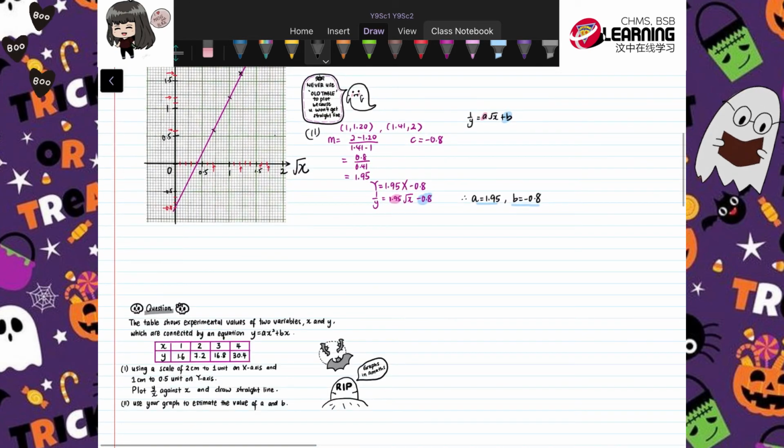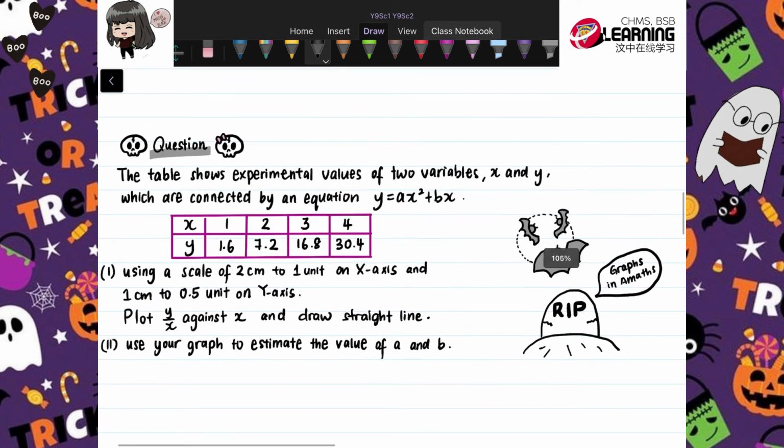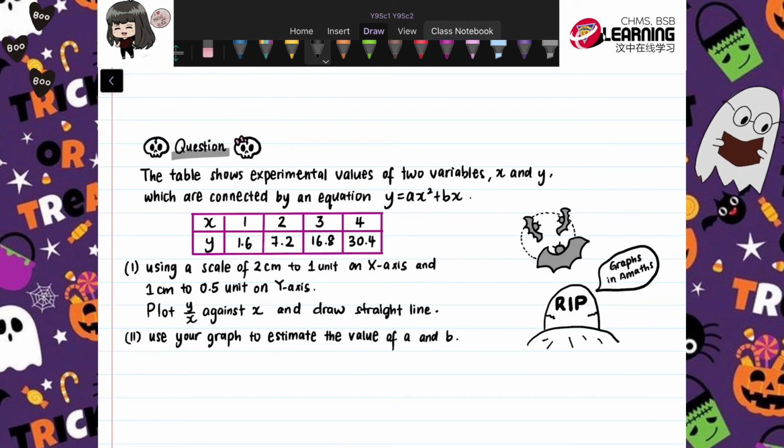So now it's your turn to do question, your second graph for today. Okay, this will be your homework. Okay, I'm gonna guide you a bit. So this question, you are given an equation here. So this is your table. What you're gonna do is you have to construct a new table. Okay, construct a new table. Don't use this table to draw a graph.